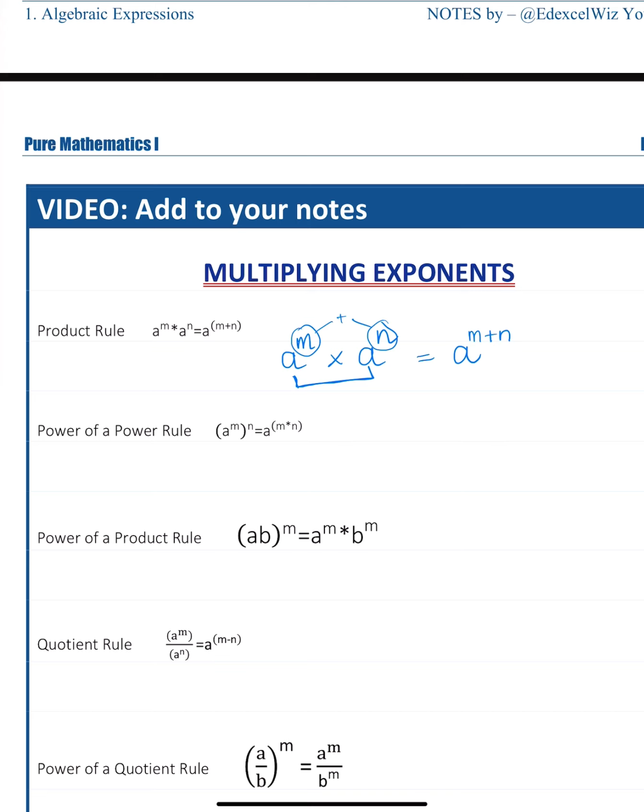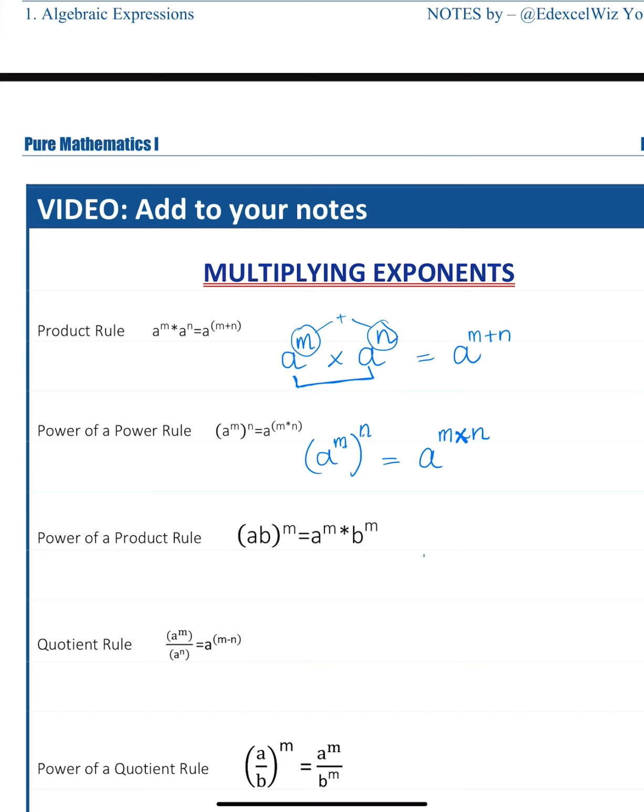Okay, so moving on to the power rule. Let's write this down. Oh, sorry, this is not the power rule, this is the power of a power rule. So here we've got a power, and then we're raising that to the power of n. In this case, you could think of it as a to the power m multiplied by n. We're not adding here, we're multiplying m times n.